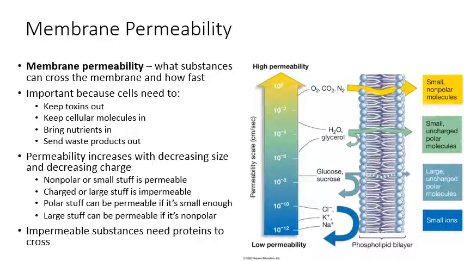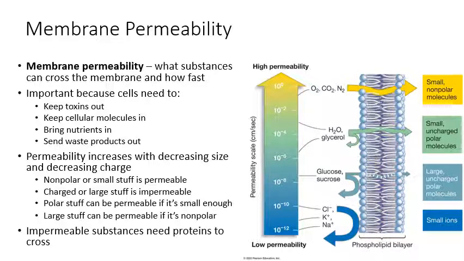So once the nutrients get into the cell, the cell needs to be able to keep them there and not let them leak back out through the membrane. Also, molecules and structures that are in the cell need to stay in the cell. You can't have them just crossing the membrane and leaving. Waste products need to be transported out of the cell, but once they're out, you need to keep them out. And if there are any toxins in the environment, you need to keep those out as well.